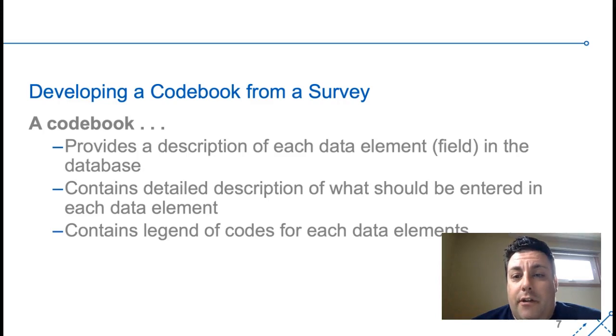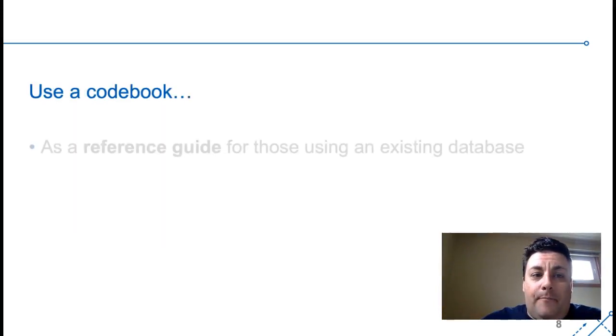It provides a description of each data element or each field in the database. Another way to think about that would be that a codebook provides a description of each variable in a database. I'll give you some examples in a couple of slides. It contains a detailed description of what should be entered in each data element, each field, or each variable. And then it contains a legend of codes for each of those variables. Again, examples coming up later in this talk.